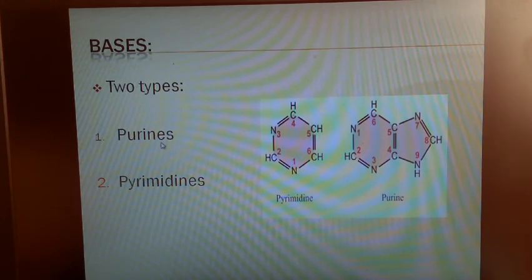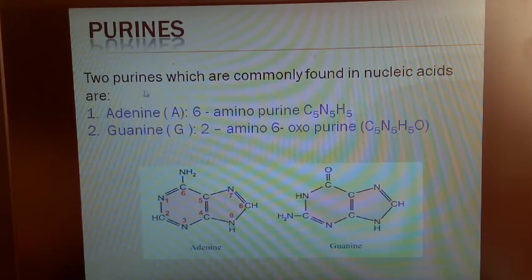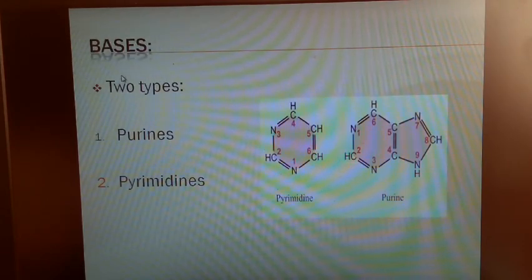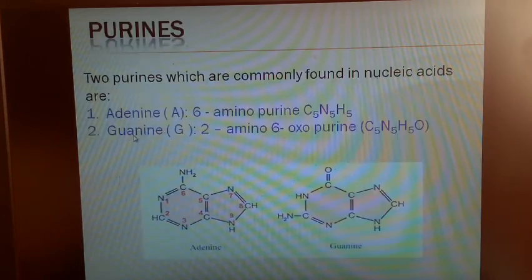We are going to study now the most commonly used purine forms. Two purines are commonly found in nucleic acids: adenine and guanine. So observe properly. Bases are of two types, purines and pyrimidines. Under purine, the two commonly used forms in nucleic acids are adenine and guanine.